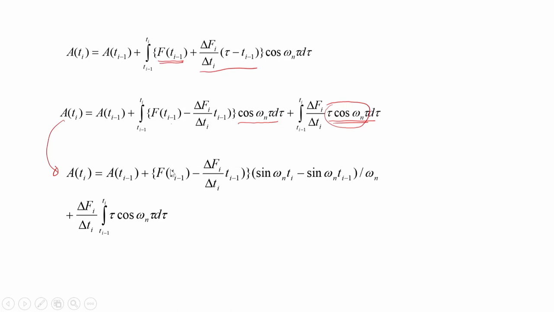So we have taken it outside the integral and we have written F(ti-1) minus ΔFi by ΔTi into Ti-1, that is the constant term, and cos ωn τ dτ is integrated and the limit is substituted. So accordingly we get sin ωn Ti minus sin ωn Ti-1 divided by ωn, because after integration ωn will come out as a constant with 1 by ωn. So this integration is carried out.